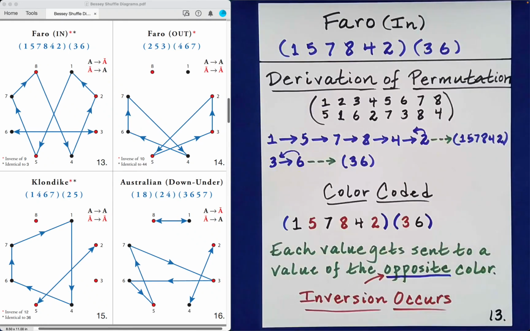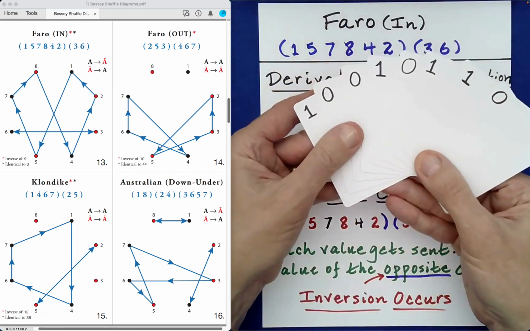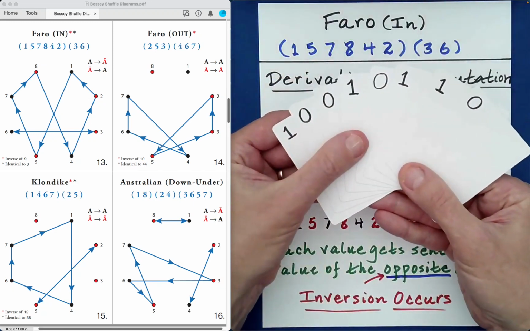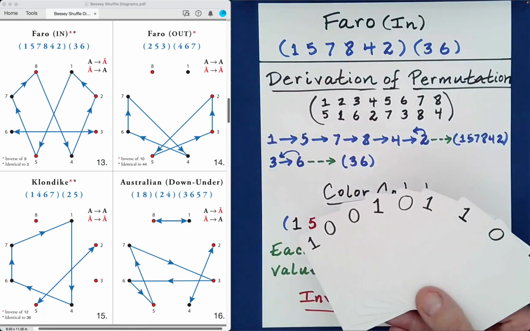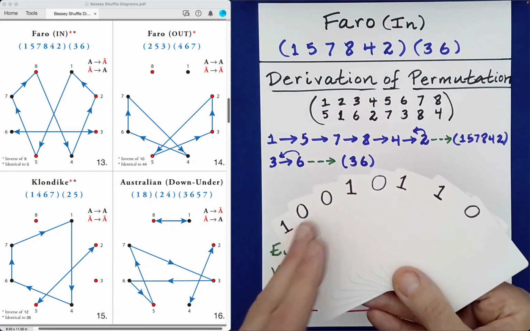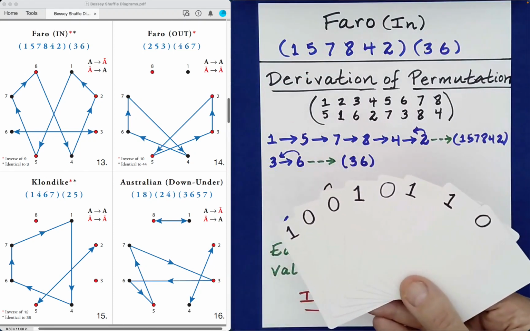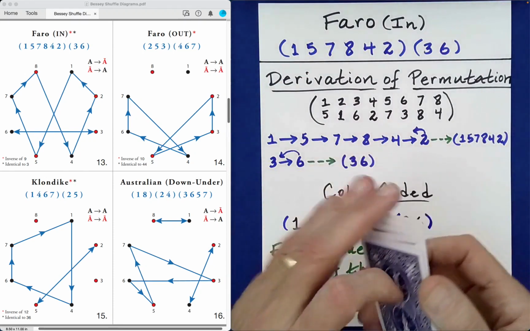So if we relate this to Bessey sequences and begin with the Bessey sequence 1001, 0110, this means that once this shuffle is performed, we will get an inversion of this sequence. So why don't we go ahead and quickly demonstrate that.